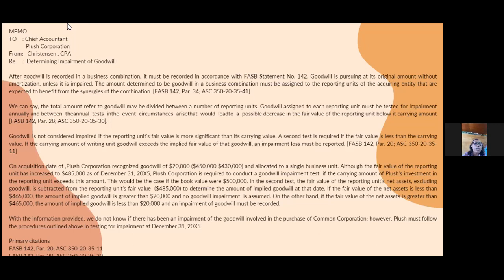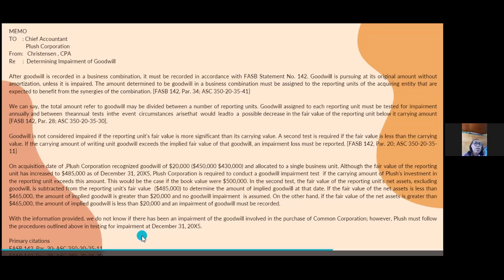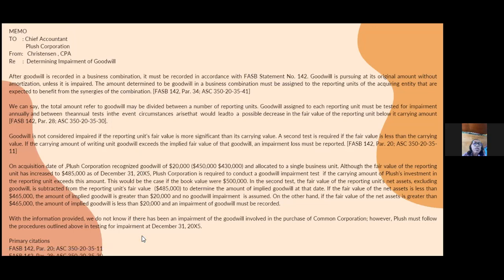The amount determined to be goodwill in a business combination must be assigned to the reporting units of the acquiring entity that are expected to benefit from the synergies of the combination. We can say the total amount referred to as goodwill may be divided between a number of reporting units. Goodwill assigned to each reporting unit must be tested for impairment annually, and between the annual tests in the event circumstances arise that would lead to a possible decrease in the fair value of the reporting unit below its current amount. So next will be explained by Raihan.